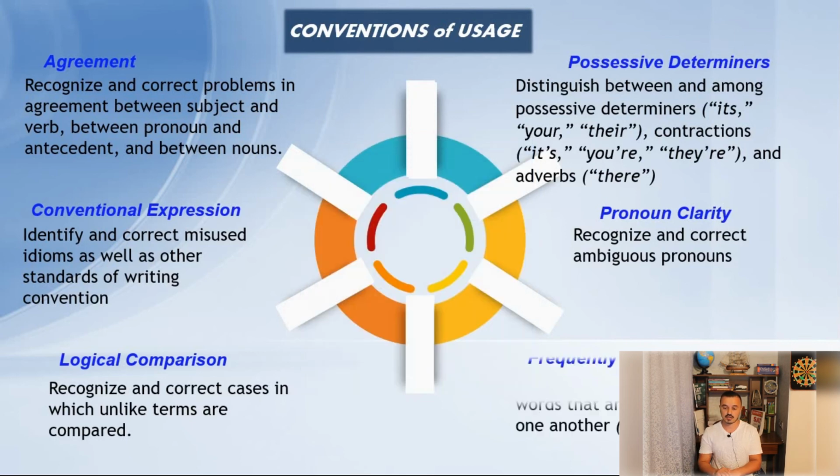And the last question type in this subcategory is called frequently confused words. These questions ask us to distinguish between and among words that are commonly mistaken for one another. For example, illicit and elicit. They are homophones, which means they have the same pronunciation but different meanings. Illicit, starting with I, means something illegal. And elicit, starting with E, means to get or produce something, especially information.